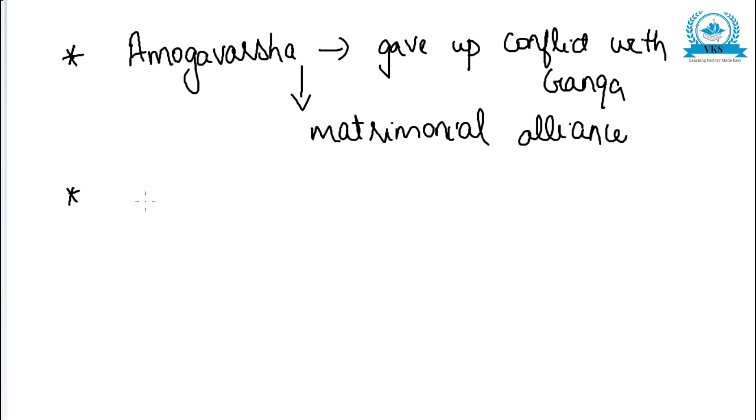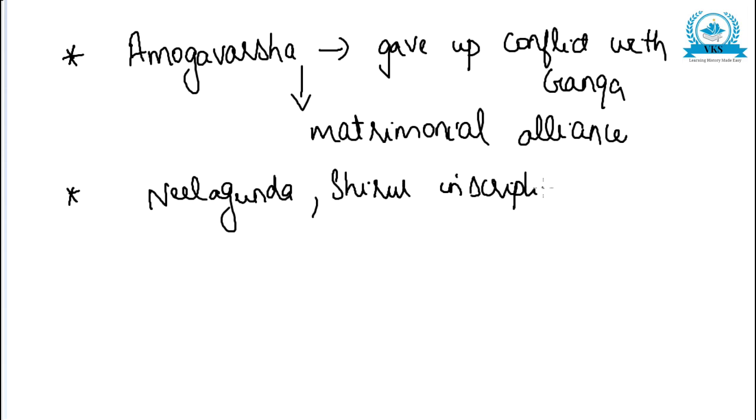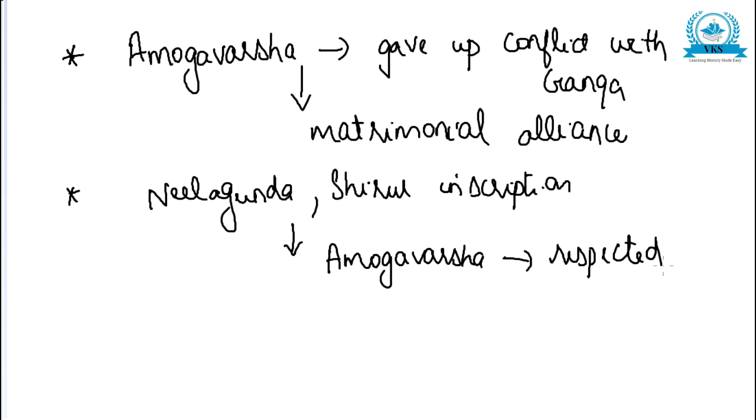We get evidence from the Nilagunda and Shirur inscriptions. These inscriptions tell that Amoghavarsha was a respected ruler of many neighboring states. So it says how Amoghavarsha was respected by the neighboring states. And during the last days, Amoghavarsha had to face a rebellion from Yuvaraja Krishna.